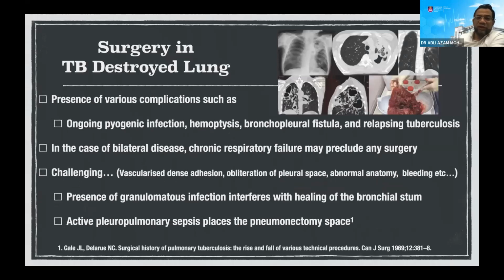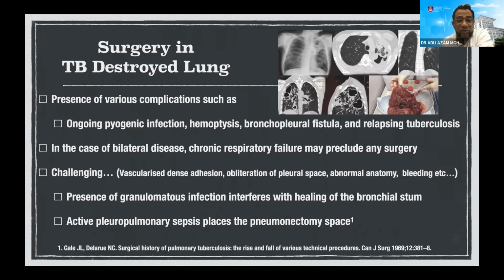Surgery in TB destroyed lung is an option if there are complications such as ongoing pyogenic infection, hemoptysis, bronchopleural fistula, and relapsing tuberculosis; there is an indication to do so. In the case of bilateral disease, chronic respiratory failure may preclude any surgery. You can't do surgery on the other side, but at the same time the contralateral lung is very poor. With one lung, the patient might not survive the surgery.